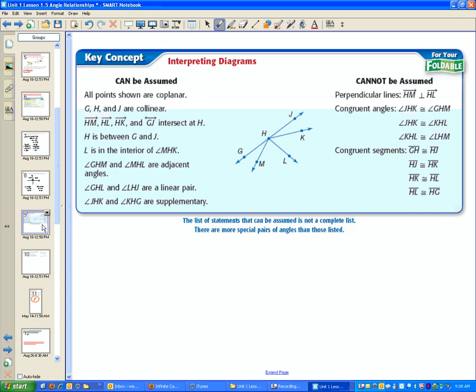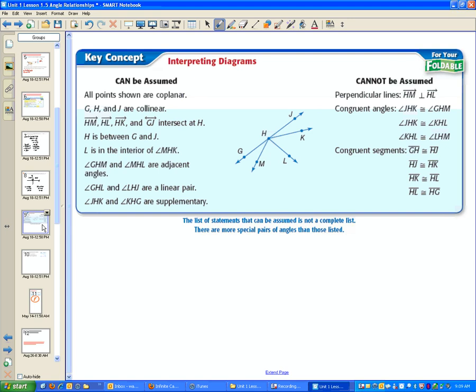Don't assume that if something looks perpendicular that it is. Do not assume that. It has to be marked or given to you. Don't assume that if two angles look to be about the same measure, that means they're congruent. Do not assume that. You have to be told that they are, or figure it out, prove it yourself. Same thing with segments. Okay? So, don't assume measures. If you never assume measures, then you should be okay.